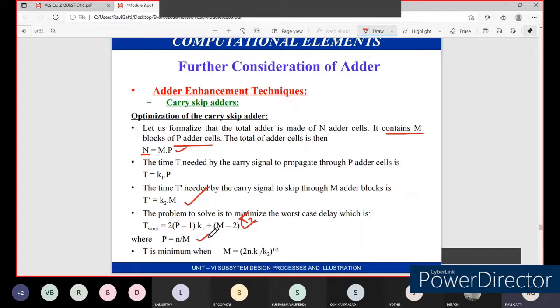So if I substitute that, you get the minimum time required to get the final output from this carry skip adder, where m is the square root of 2nk1 divided by k2. Either I can write it like this, or as written here, (2nk1 divided by k2) to the power of 1 by 2. This is a very important equation.